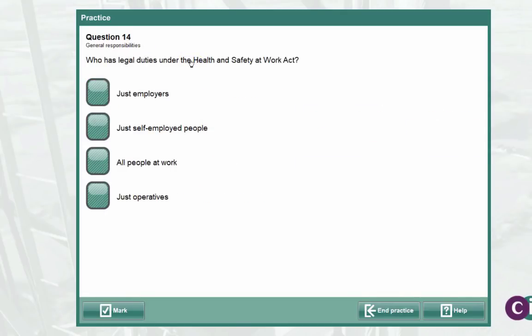Who has legal duties under the Health and Safety at Work Act? Just employers. Just self-employed people. All people at work. Just operatives.